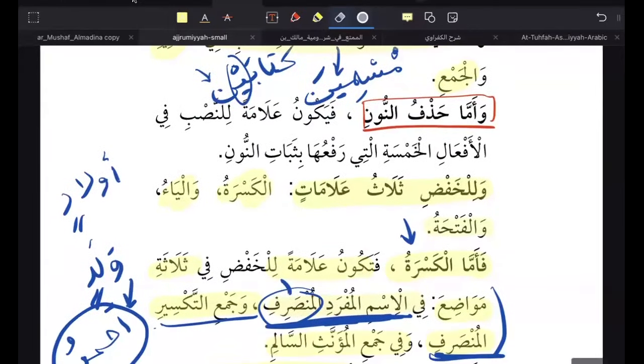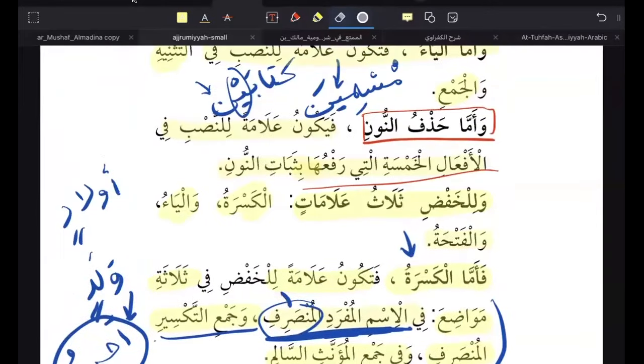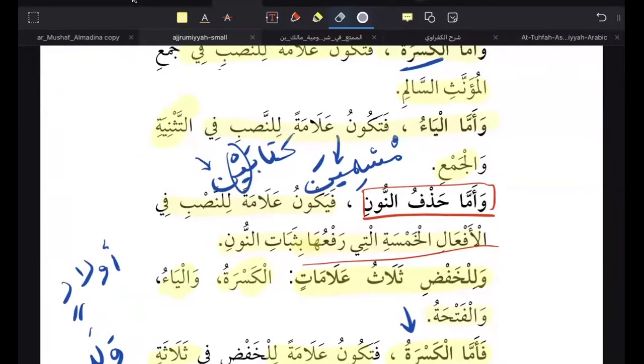Now, so that's what he's saying. He says, فَيَكُونُ عَلَامَةً لِلنَّصْبِ فِي الْأَفْعَالِ الْخَمْسَةِ. Here he's mentioning the word أَفْعَالِ الْخَمْسَةِ الَّتِي رَفْعُهَا بِثَبَاتِ النُّونِ. He should have defined this in the beginning, subhanAllah, but he's defining what the five verbs means. This noon is supposed to be there in the raf state, but the way you make it into nasb is by removing this noon. Now, that covers the second state, which is the nasb.